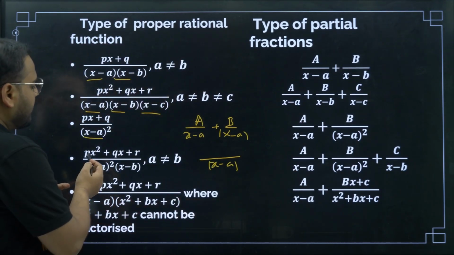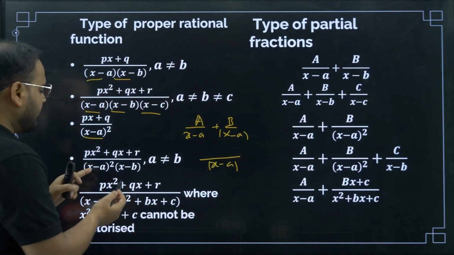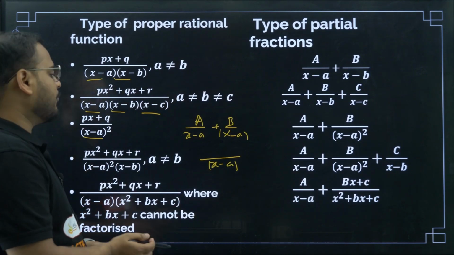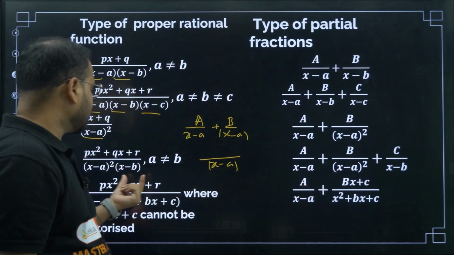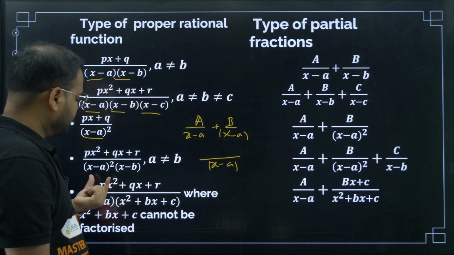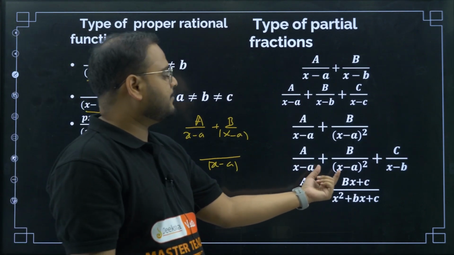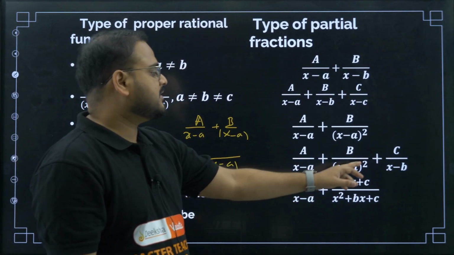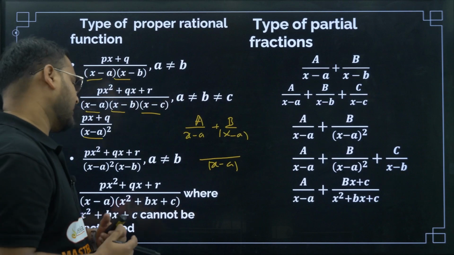Next here, we have a quadratic term in the numerator, and next we have a cubic term here. I'll write first a upon x minus a, because it's a whole square here. Please look, whole square here. So a upon x minus a, b upon x minus a the whole square, and c upon x minus b.